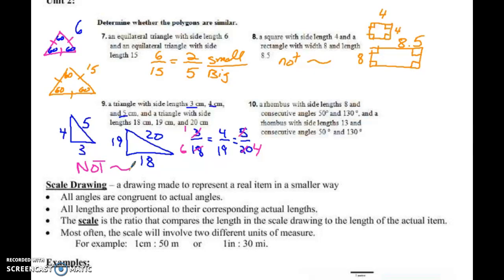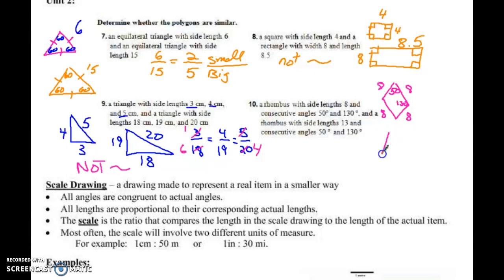Okay, here we have a rhombus. Let's draw a rhombus here. And side length of 8, so they're all 8, 8, 8, 8, great. And angles of 50 and 130. So this will be 50 here and 130 there. The other two angles are the same.